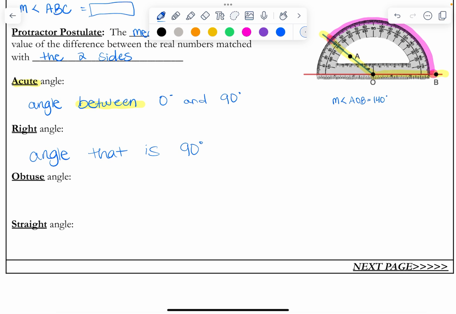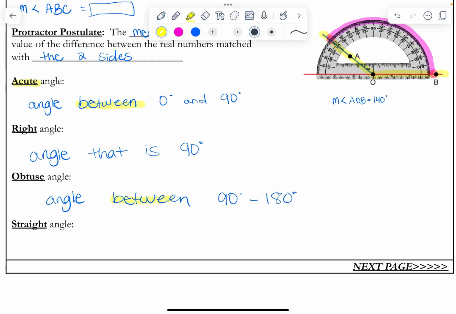An obtuse angle is an angle between 90 degrees and 180 degrees. Again, notice the word between here. So 90 degrees would be considered a right angle. So 91 degrees is an obtuse. So it has to be between 90 and 180.